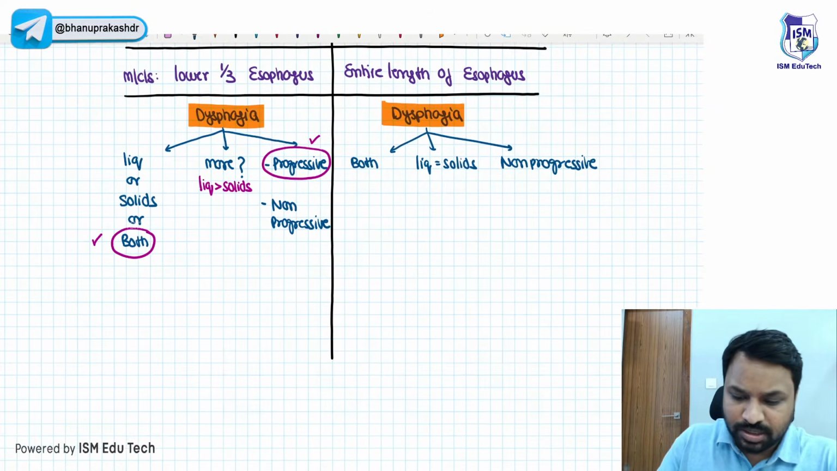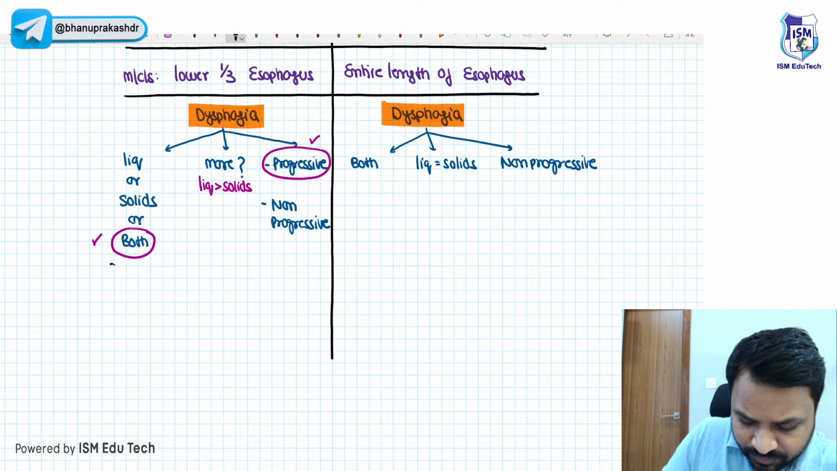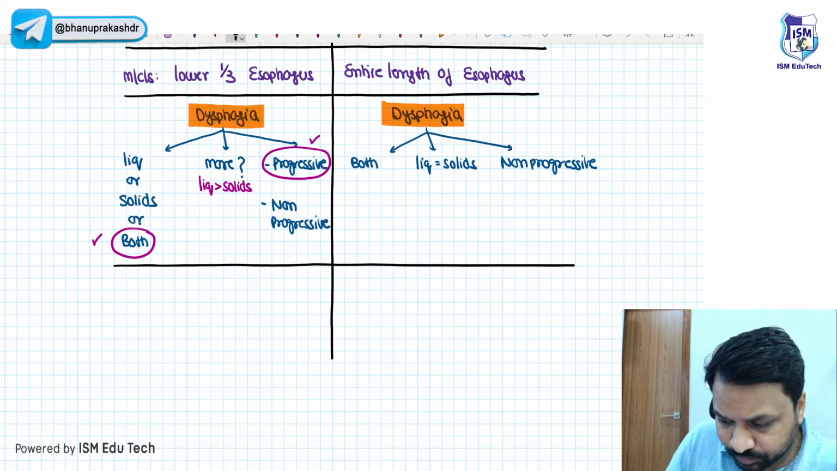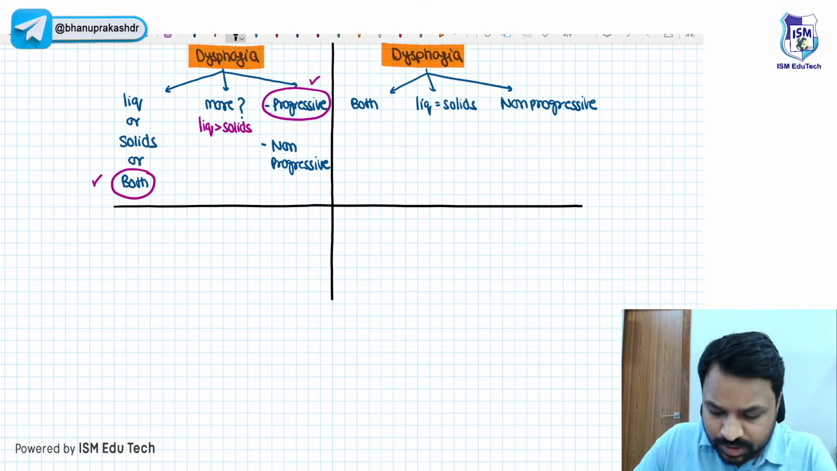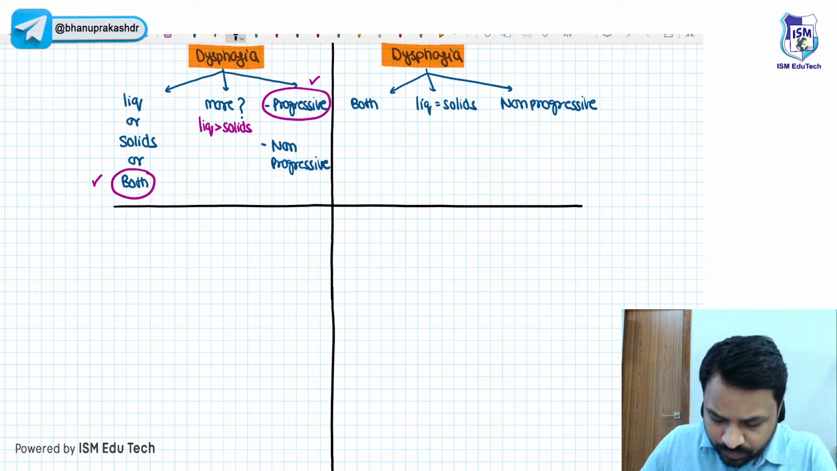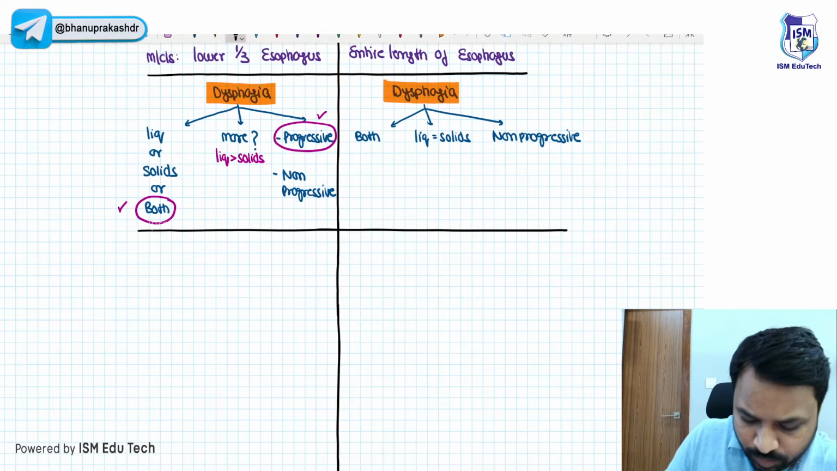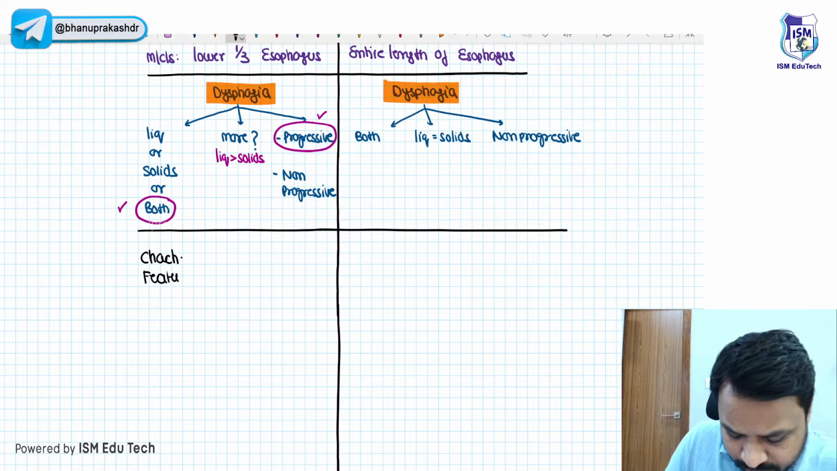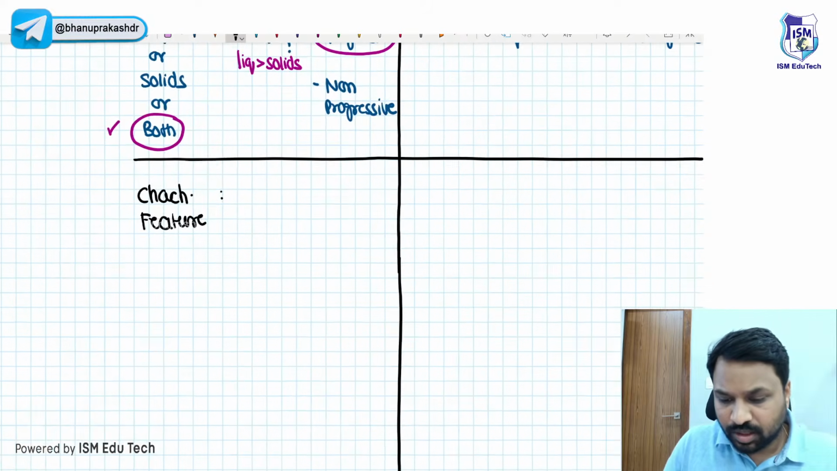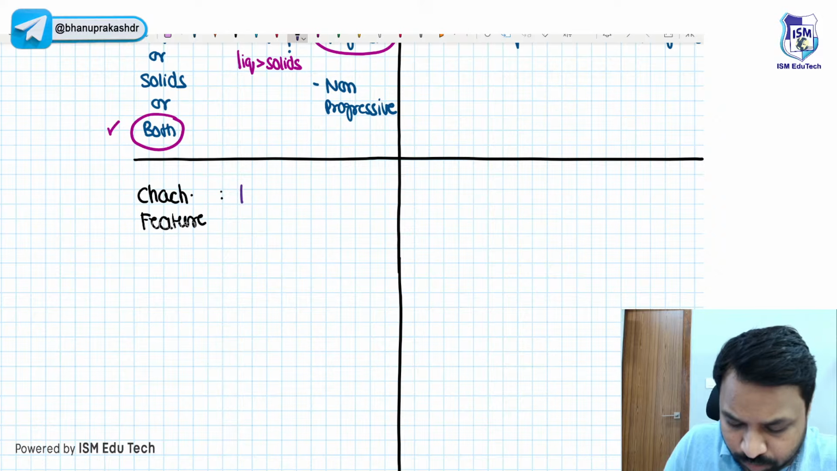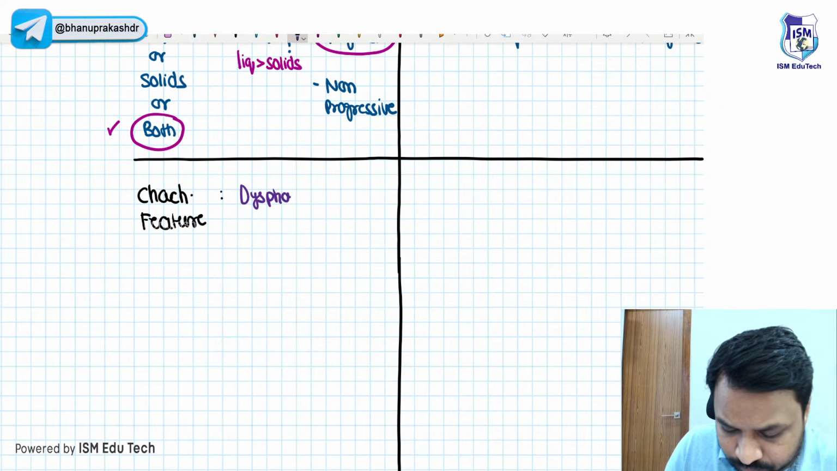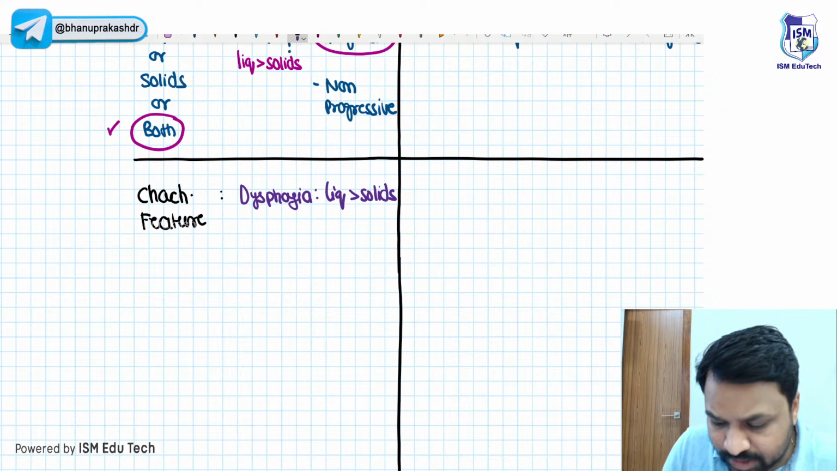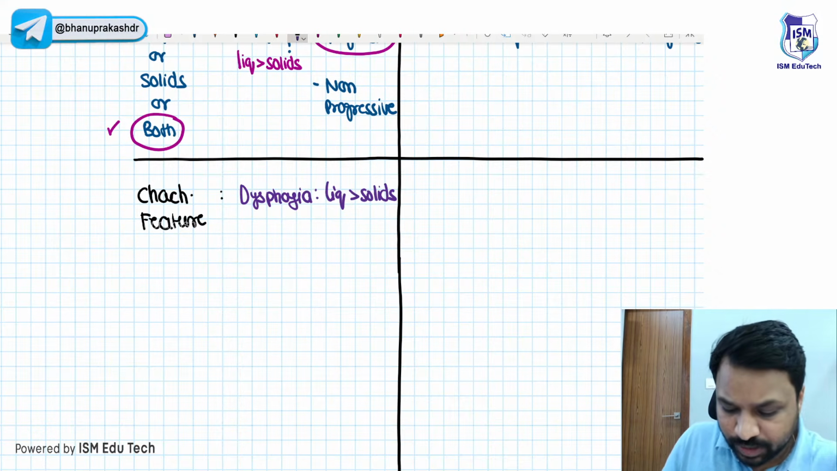Because dysphagia is a presenting feature in motility disorders, it is going to be seen across here. Now, when it comes to achalasia cardia, the most characteristic feature is dysphagia more for liquids when compared to solids. This is the only disorder where dysphagia is more for liquids when compared to solids.